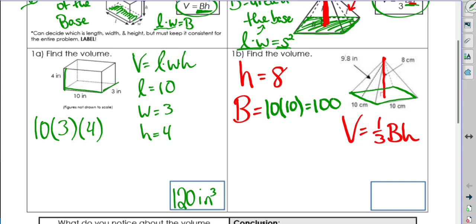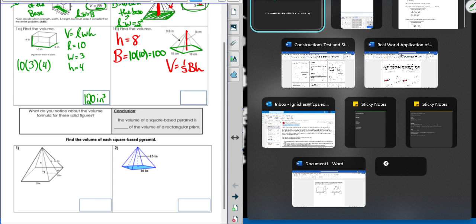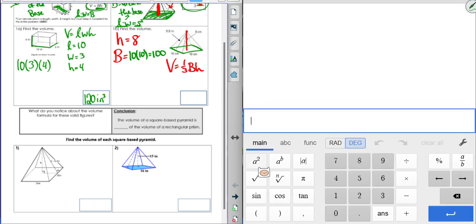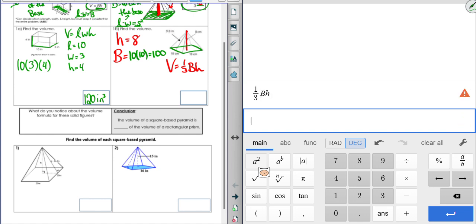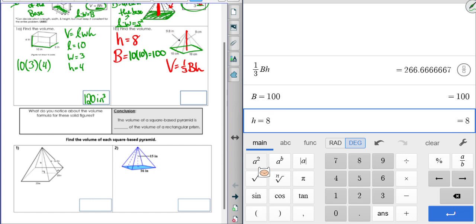H is 8. I'm going to use Desmos like I did with our previous topic. I'm going to type 1/3 times B times H, and then just define each of those for Desmos. B is 100, H is 8, and so the volume of that shape is 266.6 repeating, and we're talking about centimeters cubed there because we're talking about volume.